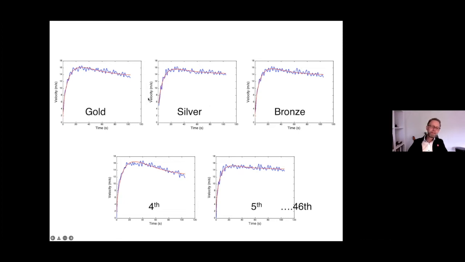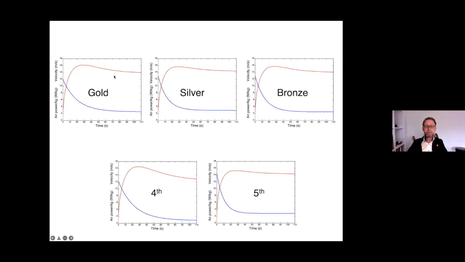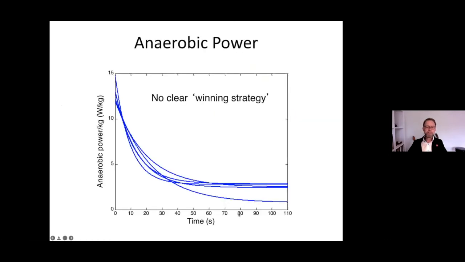If we have all the models of these athletes, we know exactly how the anaerobic energy production of these athletes happened during the race. And also here we see differences between different athletes. And if you put these five together, we see all these anaerobic power output profiles. And we see one thing that is not just a winning strategy. This one is a little bit different than the other ones, but he became fourth. That's Joey Cheek. He's more a sprinter type of athlete.